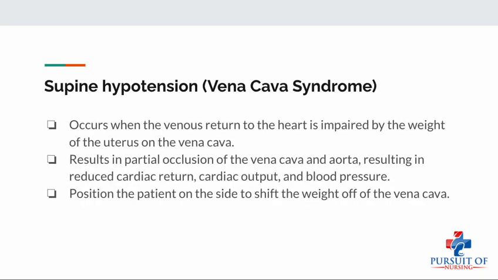All right, supine hypotension or vena cava syndrome. This occurs when the venous return to the heart is impaired by the weight of the uterus on the vena cava. It results in partial occlusion of the vena cava and aorta, which results in reduced cardiac output and reduced blood pressure. So you want to always position the patient on their side to shift the weight off of the vena cava. In order to prevent supine hypotension, you want to avoid the supine position. So you're going to position the patient by placing a pillow or a wedge under the patient's hip to displace the uterus off of the vena cava.